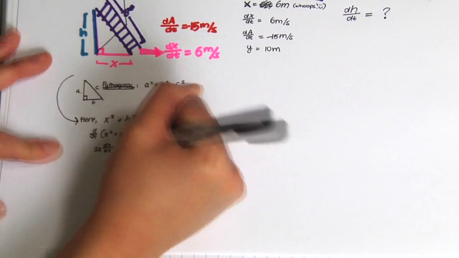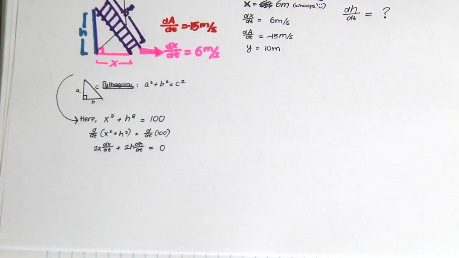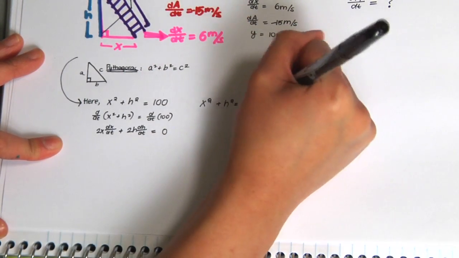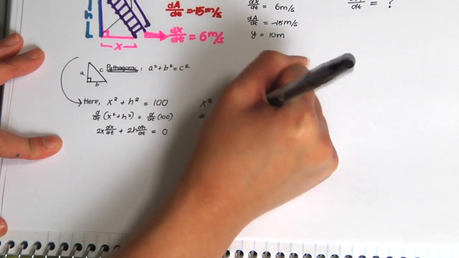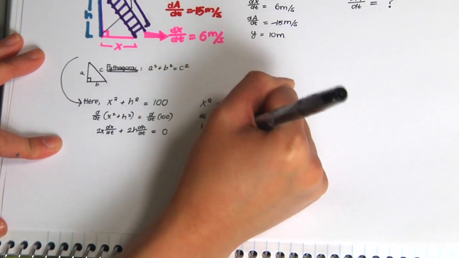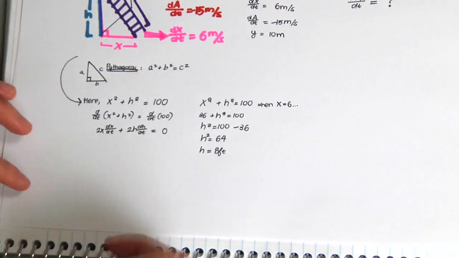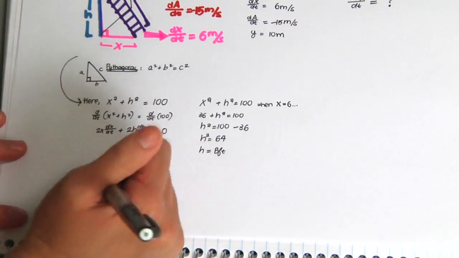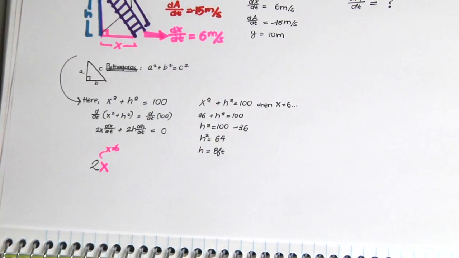To calculate dh/dt from this equation, we need the three variables x, dx/dt, and h. We know that x equals 6, dx/dt equals 6. Now we need to find h. We can isolate this using the Pythagorean theorem equation. 100 minus x squared equals 100 minus 36 equals 64. If 64 equals h squared, therefore h must be equal to 8.